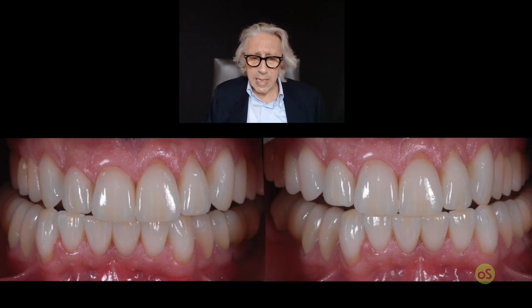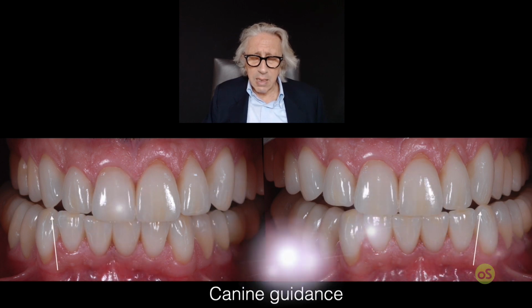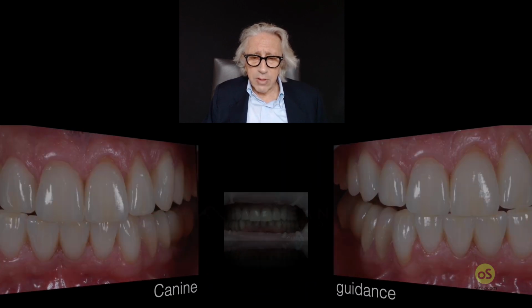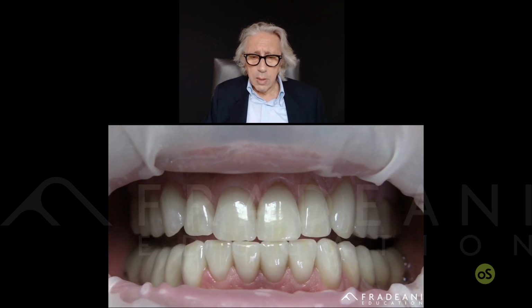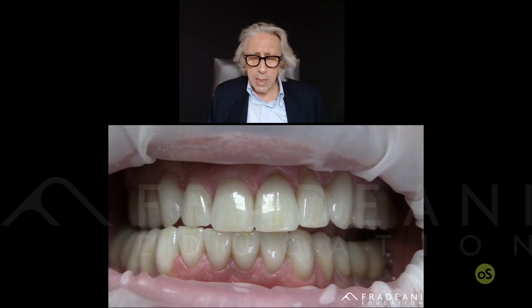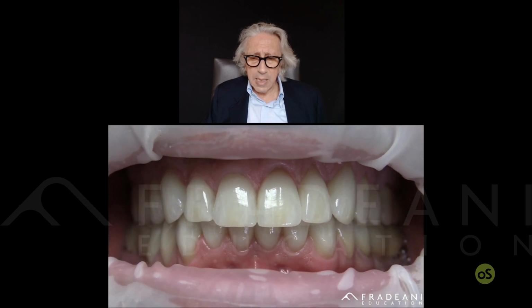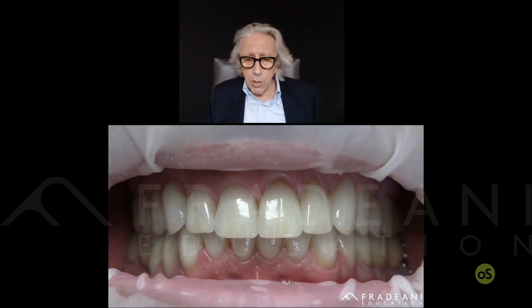Cuspid guidance one side, other side. So he seems to be perfectly adapted to the new occlusion, to the new length, to the new volume, to the new aesthetic result. With the canine guidance, right and left. And that is how the patient moves, frontally. Of course, we always want to have cuspid guidance on the right, cuspid guidance on the left, and anterior guidance.